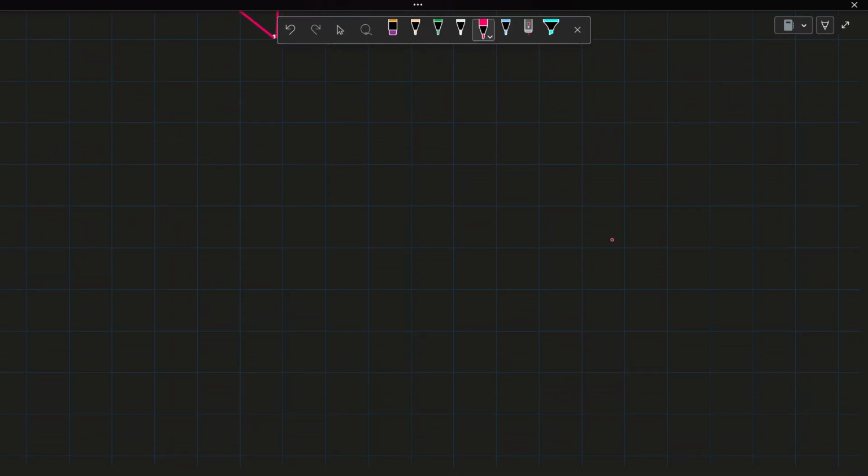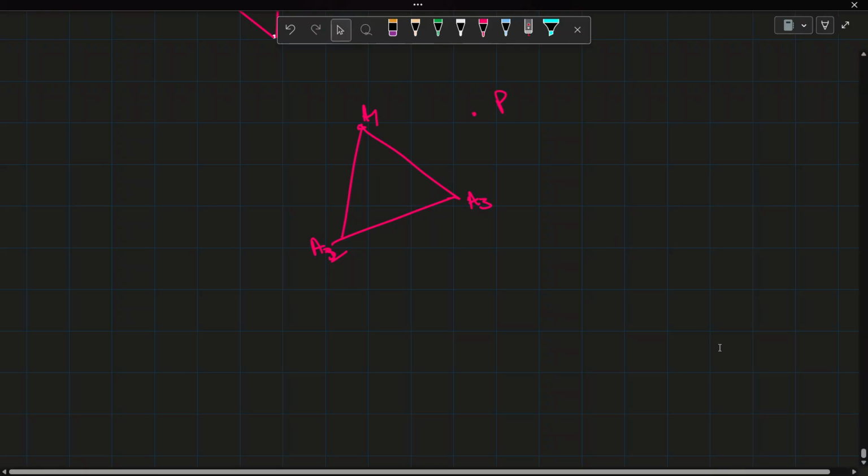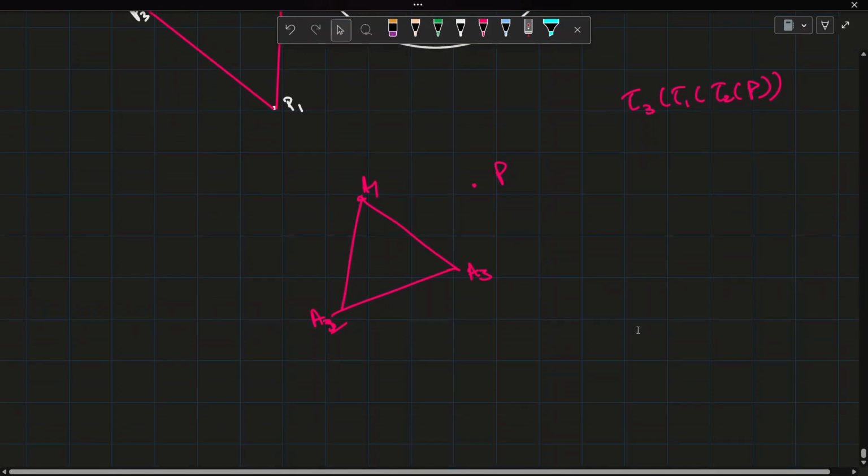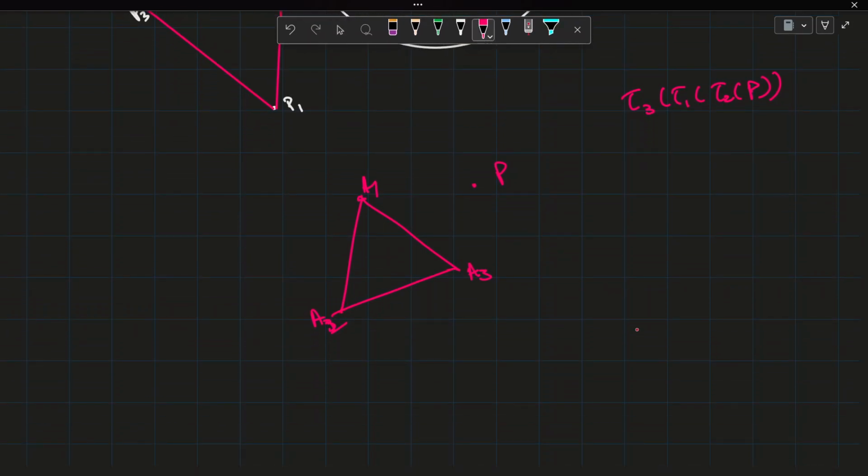So basically we are given a triangle A1, A2, A3, and there is a point P in the plane, and first we figure out how tau 3 of tau 1 of tau 2 works. So tau 2 of P is basically we rotate about A2. So there is a rotation going on about A2.